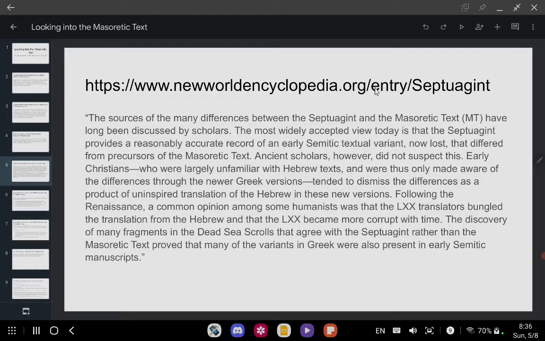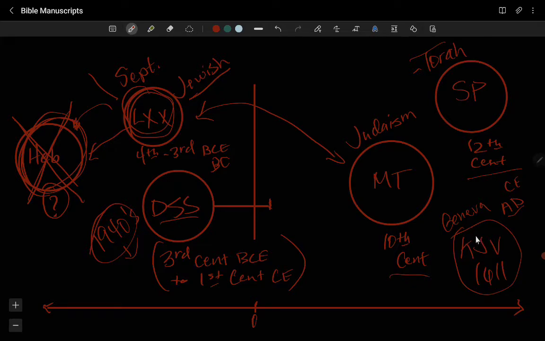But this is where it changes. The discovery of many fragments in the Dead Sea Scrolls that agree with the Septuagint rather than the Masoretic text proved that many of the variants in Greek were also present in early Semitic manuscripts. So what they're saying is that they started to see that the Dead Sea Scrolls were agreeing with this Greek. So the suggestion is that the Dead Sea Scrolls and this older Hebrew may be very, very similar.